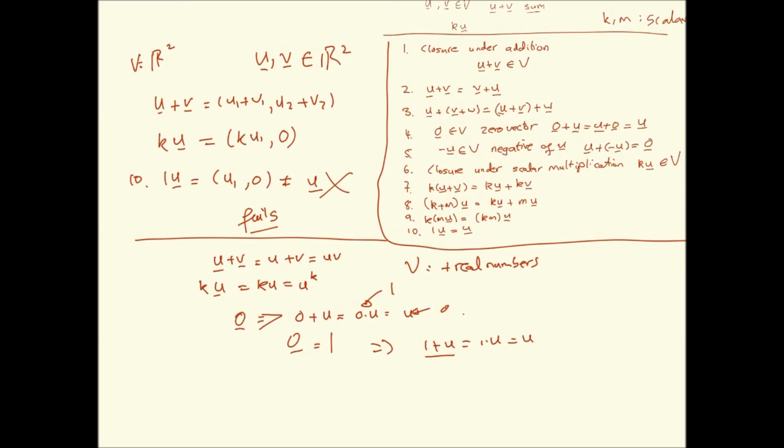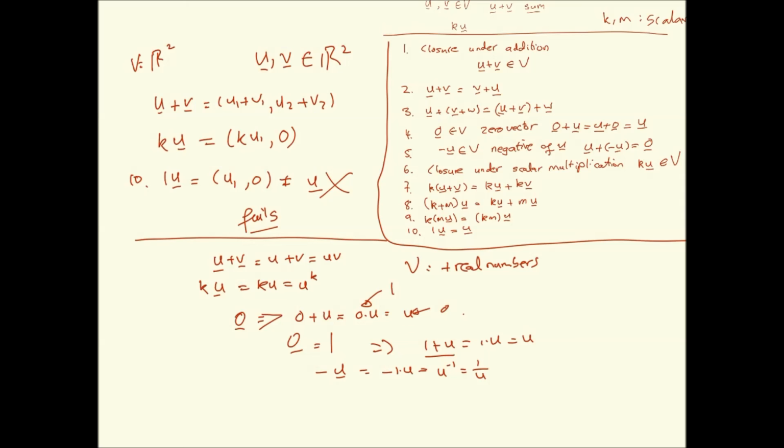Now let's move further. Minus u is another very interesting one, so we have to look at this. Minus u is the same as the scalar negative 1 multiplied by u. According to the definition here, that's u to the minus 1, which is 1 over u. That would be the definition of it.